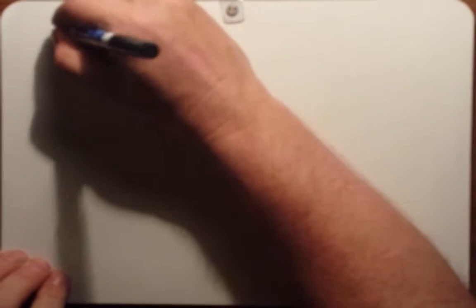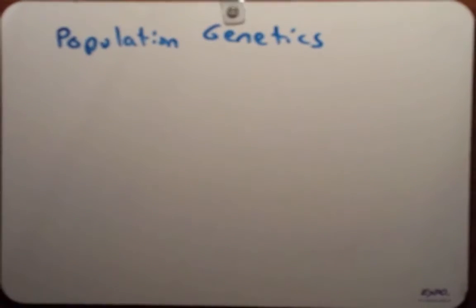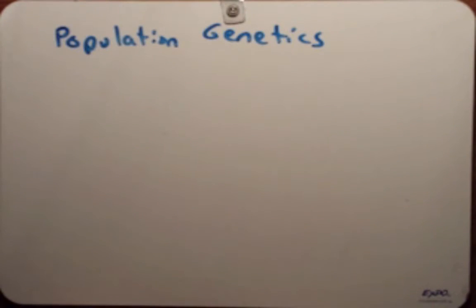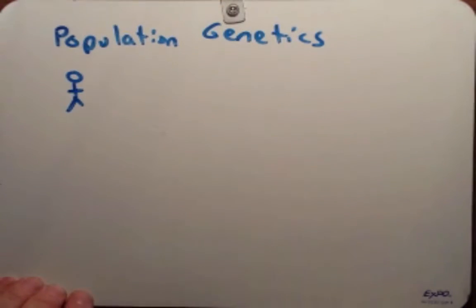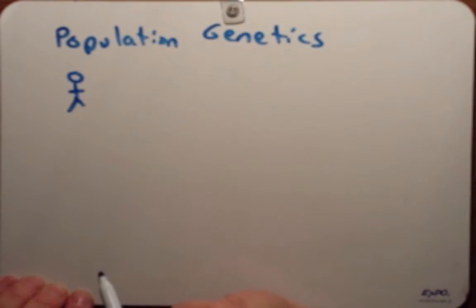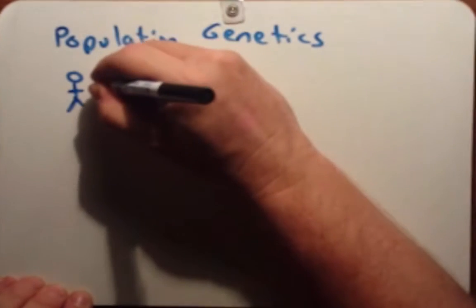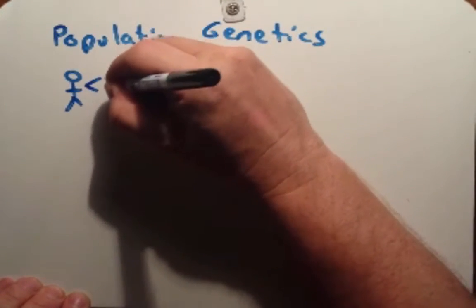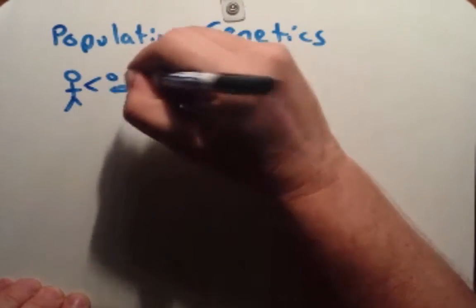Hello, and welcome everyone. In this podcast, we're going to begin our discussion of population genetics. Remember, up to this point, for the most part, everything we've talked about is the individual. How do genes affect this individual? Or we may have talked about this individual's specific cells, and maybe different kinds of cells.